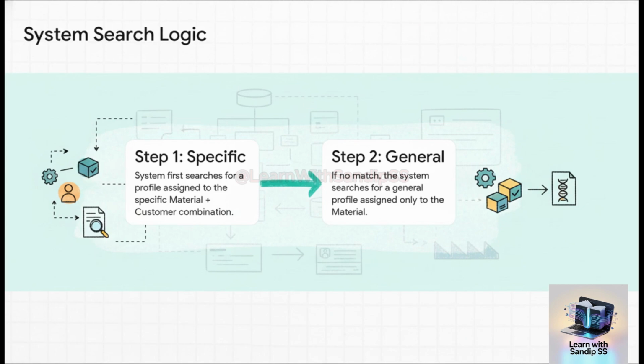Whenever you create a delivery, the first thing it does is look for the most specific assignment possible. It asks, is there a special certificate profile for this exact material going to this specific customer? This is perfect for your really demanding clients. If it doesn't find a match, it just takes one step back and looks for a general profile assigned just to the material itself.